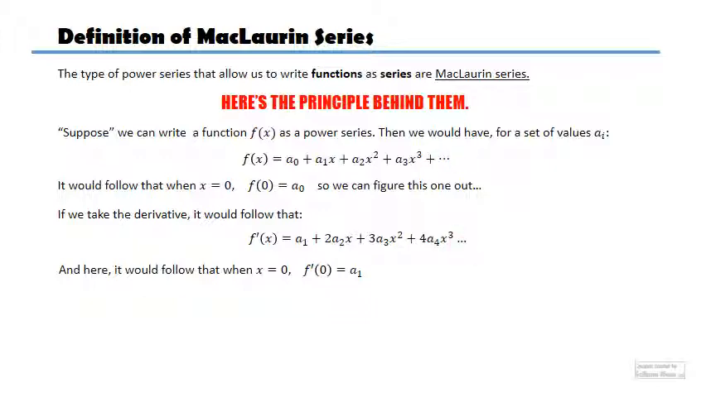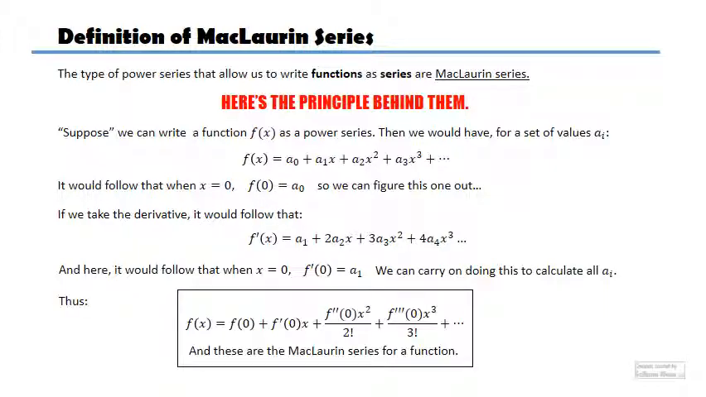Now, what is going to happen? What am I going to get? I'm going to get the following idea. I'm going to get that any function, if I can write it as a power series, then it's going to be done in the following way. f of 0, that's going to be my a sub 0. Then a1 is going to be the derivative of the function, putting 0 in there, and so on.